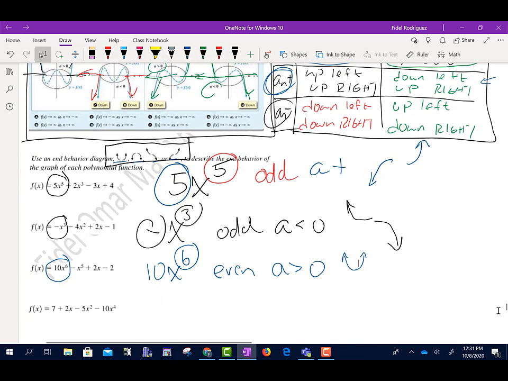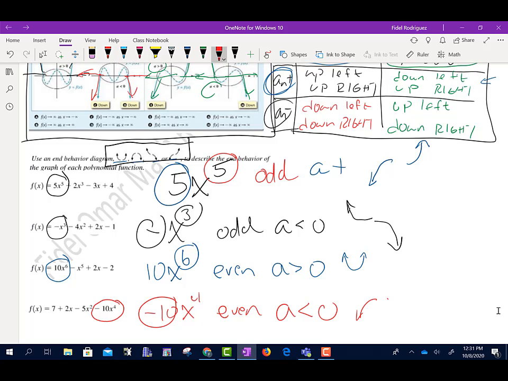And if I look at the last one, again, remember what I said, the leading coefficient or the leading term is the one that has the highest exponent. I said usually it's going to be the first term, but not always. So if you notice here, now we have a negative 10x to the fourth. My exponent is still even, but our coefficient is negative, right? So it's going to be going down to the left and down to the right.